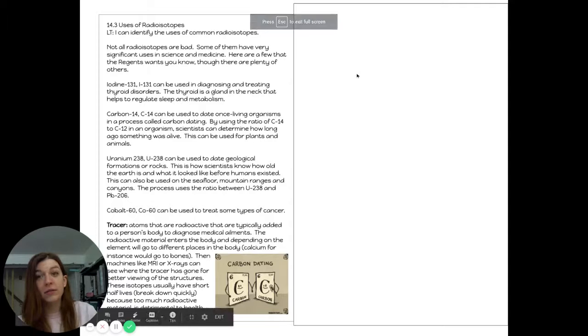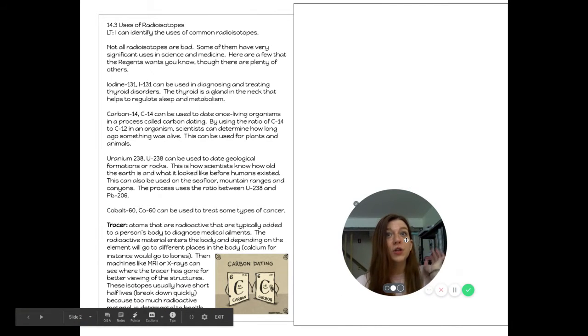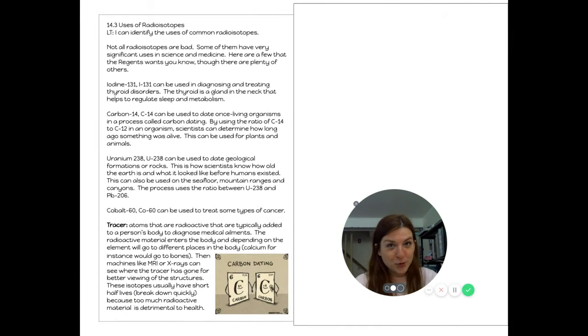This, unfortunately, needs to be taught, but it's one of the most annoying lessons of the entire school year, and that is the uses of radioisotopes. Now, for Regents chemistry, there is no reference table for this. It just needs to be put into your memory.